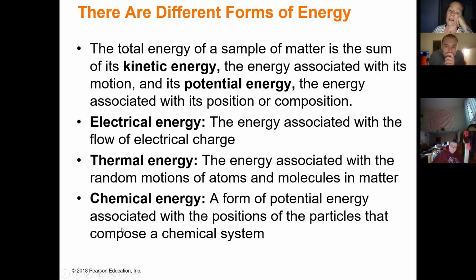We also have chemical energy. Chemical energy is a type of potential energy associated with the position of particles within a material. So like TNT, for instance, has a really high chemical energy. Because of the way that the atoms are structured in TNT, it wants to explode. Certain foods have more chemical energy than other foods. They have more calories to them based off of how they're structured. Fats tend to have a lot more chemical energy than carbohydrates.